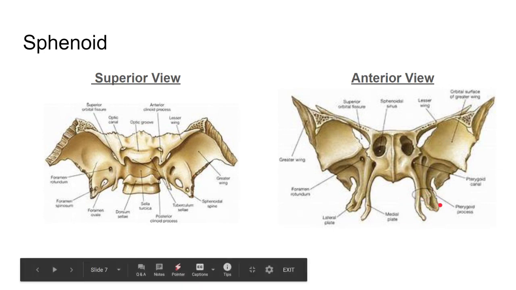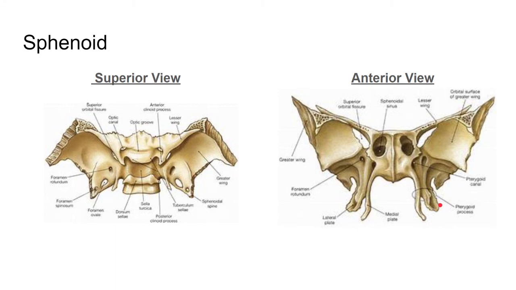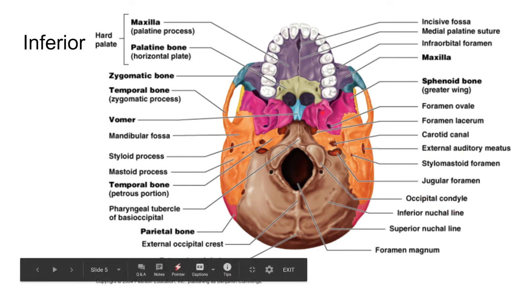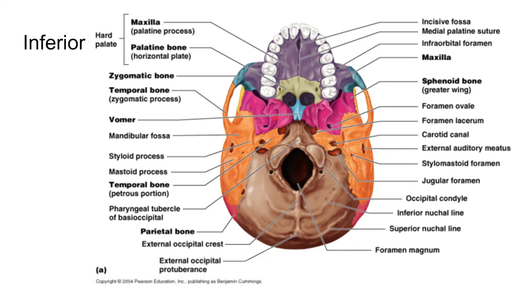And again, when you see these words processes, these are going to be attachment sites for certain structures. I'm not requiring you to know what structure attaches to which of these things for our purposes right now. But again, sphenoid, man, there's a lot of stuff in there. Here's a good view of these pterygoid plates from underneath. So this would be a pterygoid plate here and here on both sides. Notice that the vomer is right in between them.